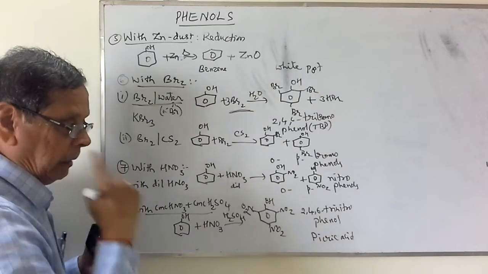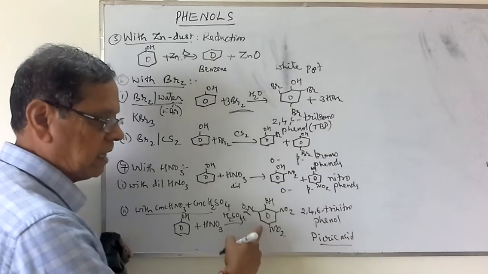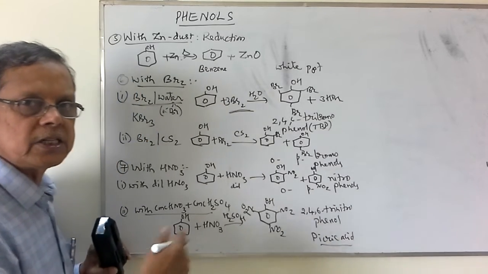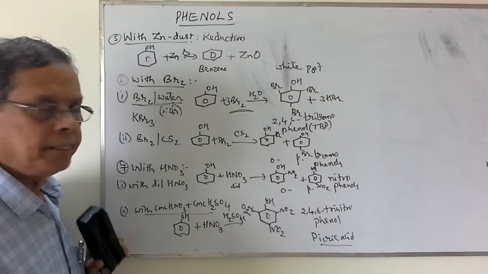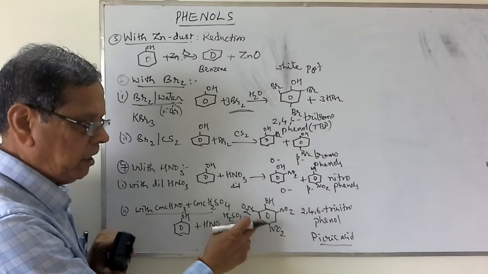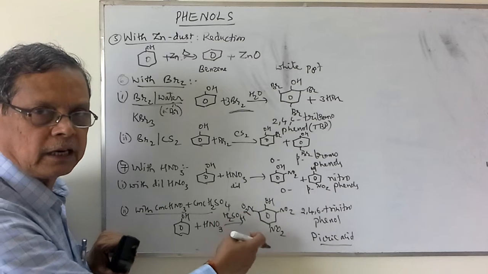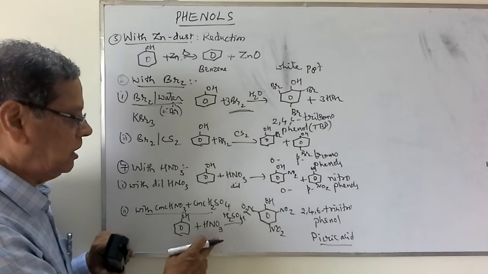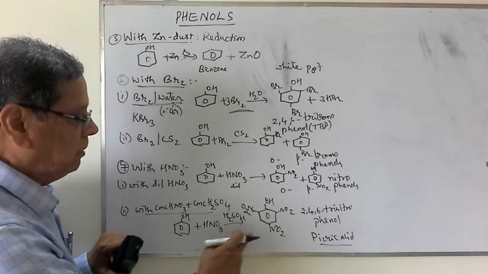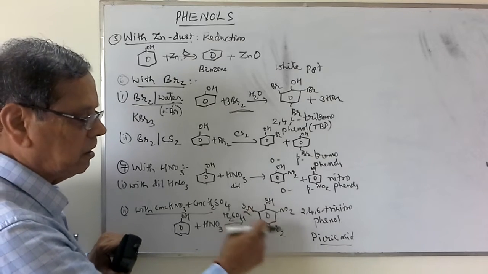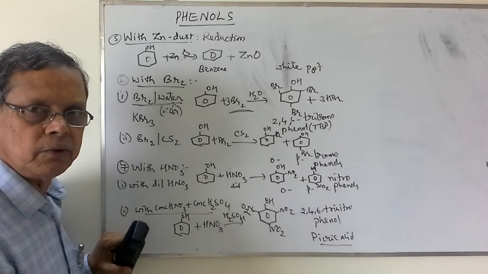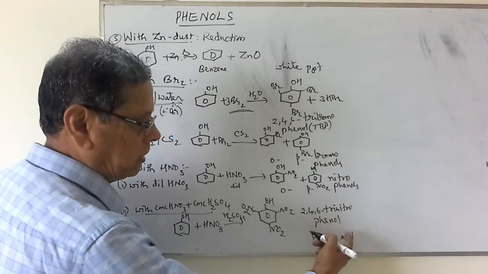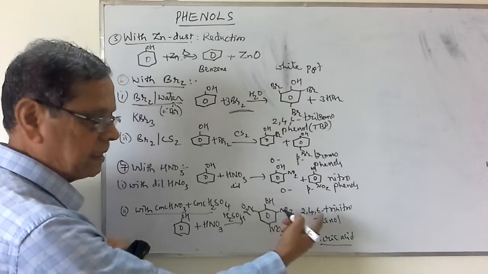Picric acid is named as an acid because its acidic strength is very, very large. We can compare the acidic strength with concentrated HCl. We will discuss the acidic strengths in the later part of this topic. So whenever phenol is treated with nitric acid, it will undergo reaction at all three positions, two ortho and one para position, to give rise to 2,4,6-trinitrophenol, picric acid.